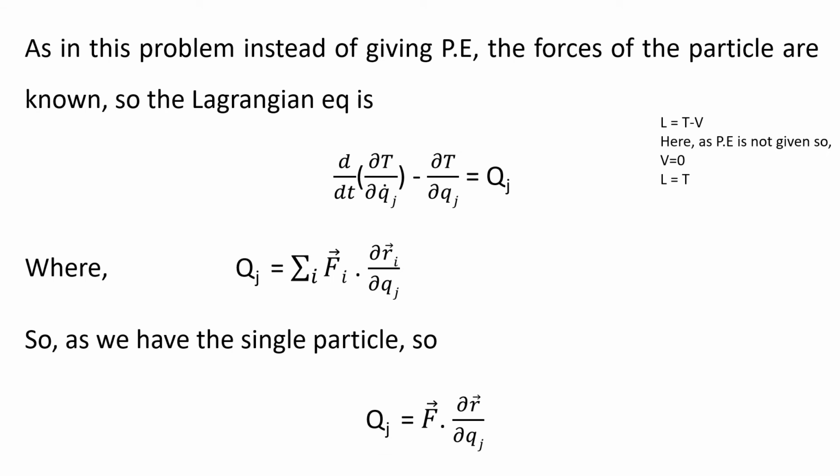As in this problem, instead of the potential energy being given, the forces on the particle are known, so the Lagrange equation is d by dt into partial T over partial q j dot, in the form of kinetic energy, minus partial T over partial q j is equal to capital Q j. Here L is equal to T minus V, and potential energy is not given, so L is equal to T. Here Q j is equal to summation over i of Fi dot partial Ri over partial q j. So as we have a single particle, Q j is equal to F dot partial R vector over partial q j.